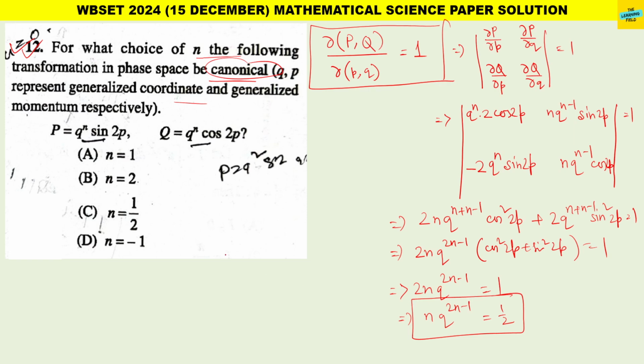Now you can check from the options for what value of n this is satisfied. If n equals 1, then q is present here, but no q should be present, so this is discarded. If n equals 2, then again q is present, so this is discarded. If n equals half, fine. If we put n equal to half, then q to the power 1 minus 1 means q^0, which is 1, so half equals half, satisfied. And n equal to minus 1 is also not satisfied. So this is the work you have to do in this problem. So option C is the correct one.